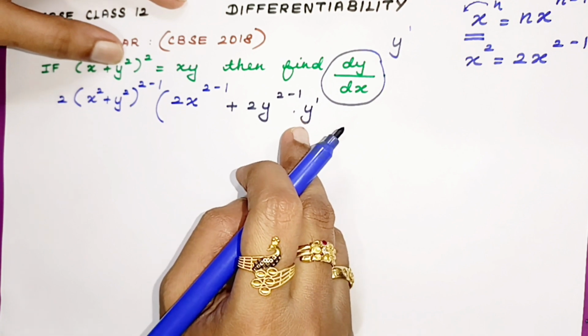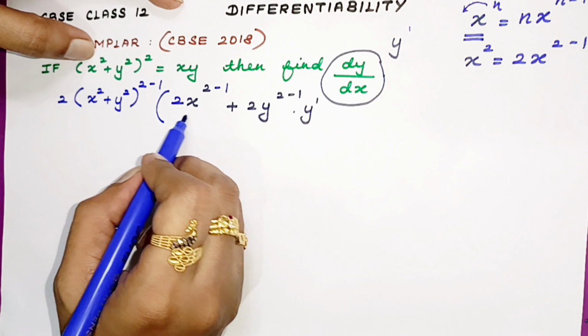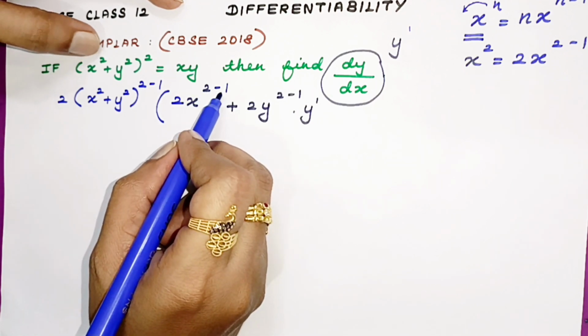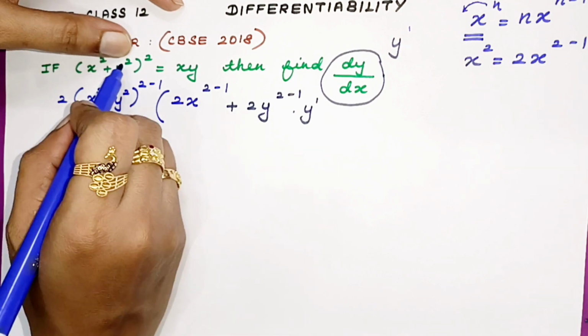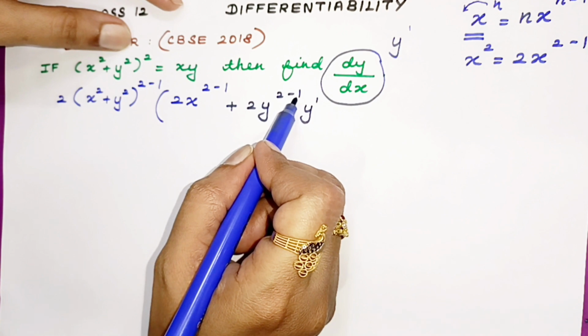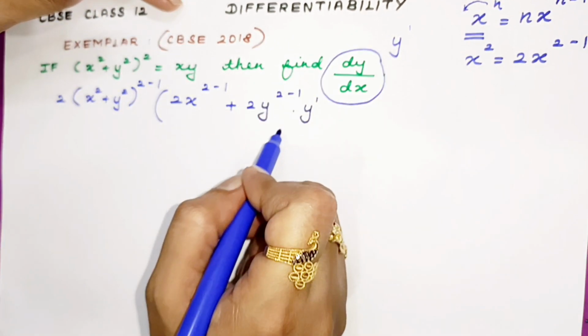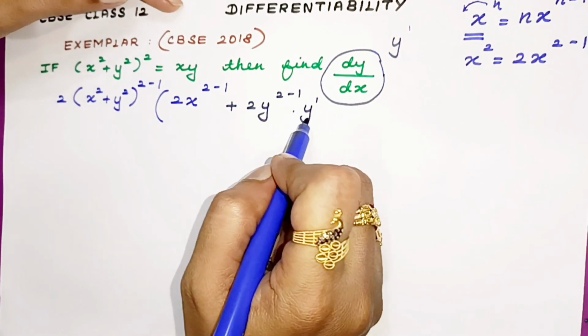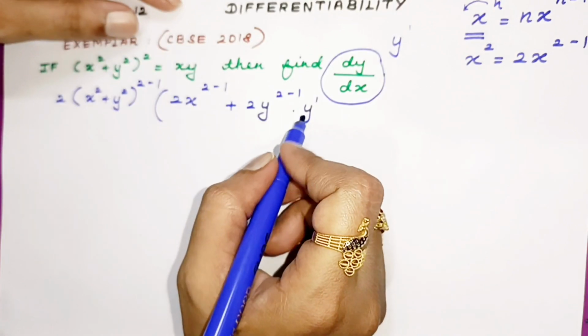Listen carefully. The power term we have kept in front. We have reduced the power by 1. Again we have differentiated this y square also: 2 into y power 2 minus 1. But we have to differentiate with respect to x alone. But we are differentiating y, so we have to take adjacent as y dash, that is dy by dx.